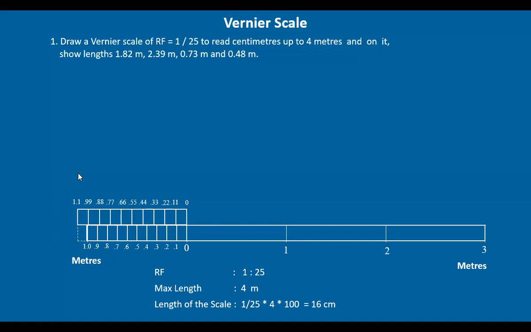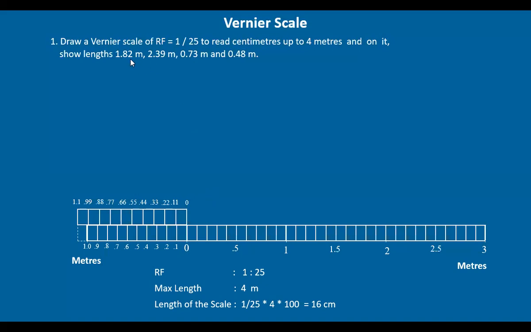Now let us see how the lengths are shown on this Vernier scale. Suppose I want to show 1.82 meters. Here you can take the intermediate divisions also to show the given lengths properly. Now we have divided this into 10 equal parts, each meter.